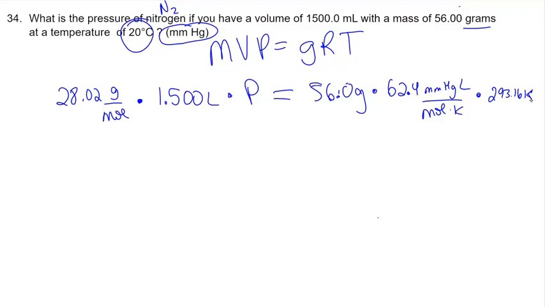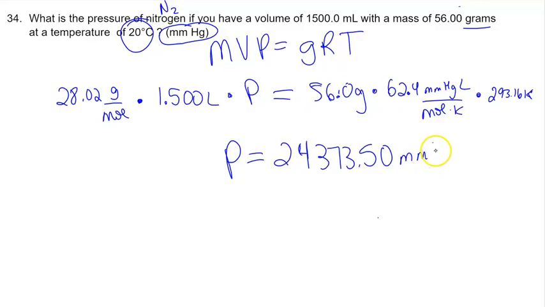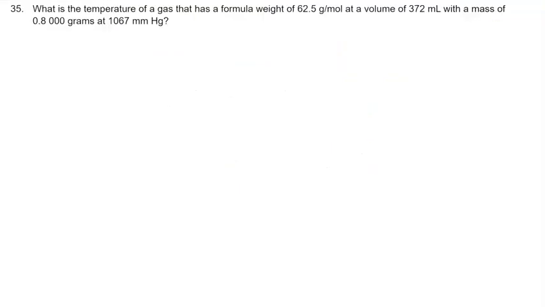We're going to multiply the three numbers on the right because they're without an unknown. So 56 times 62.4 times 293.16, hit equals, divide by the two numbers on the other side, or multiply them and then divide them over, or divide them over separately, and I get a pressure of 373.50 millimeters of mercury. And millimeters of mercury would be our unit because that would be the unit of pressure that we have left after all units cancel.